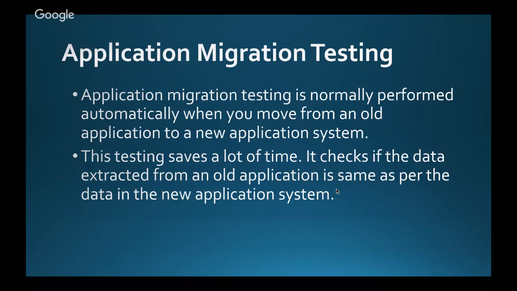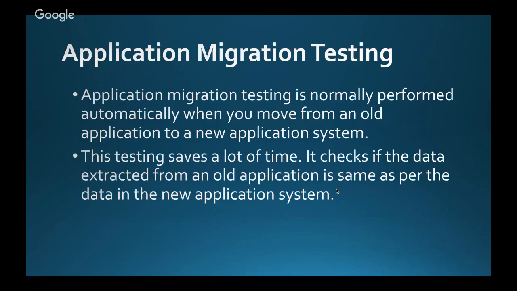We have application migration testing. In the application migration testing technique, normally it is performed automatically when you move from an old application to a new application system. Whenever you migrate from an old application to a new system, application migration testing is performed, and it is done via automation. This testing saves a lot of time. It checks if data extracted from an old application is the same as the data in the new application system. So whatever data was present in the old application system is getting converted into the new application.